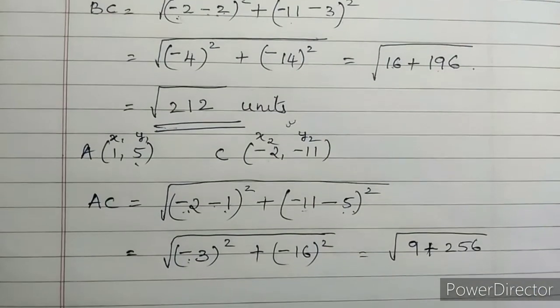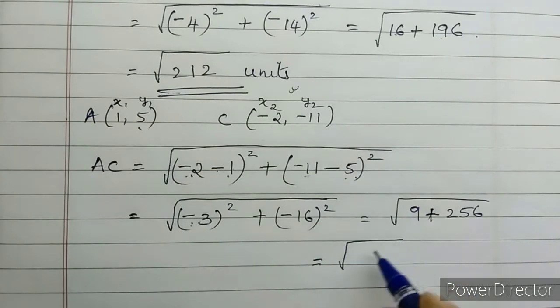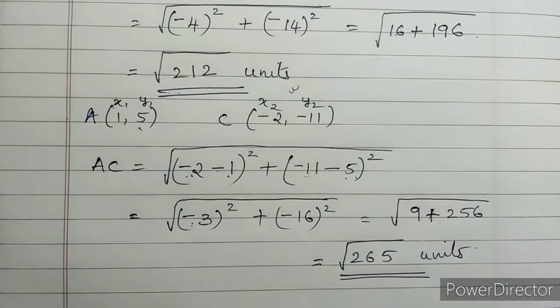So what is the answer you got? 9 plus 256, which is equal to square root of 265 units. So the third answer also you got.